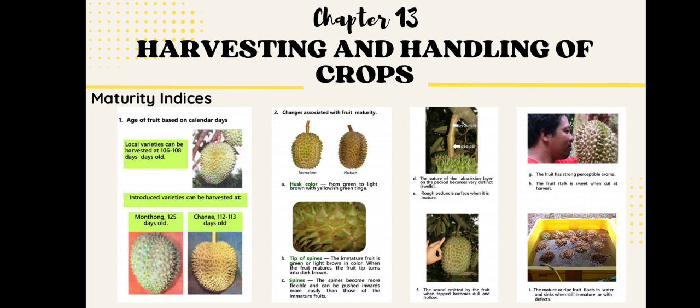The fruit has a strong, perceptible aroma. The fruit stalk is sweet when cut at harvest. The matured or ripe fruit floats in the water and sinks when still immature or with defects.